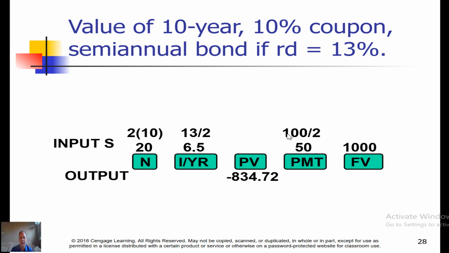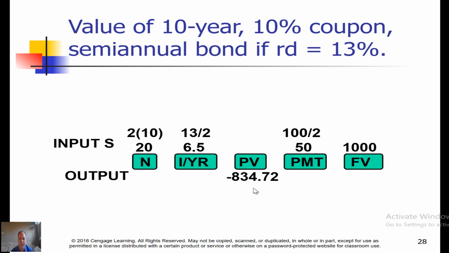Each of the yearly payments is $100, or 10% of 1,000, but that's split into 2 payments, one every 6 months of $50. 1,000 stays the same. Hit compute PV on your calculator, and you get minus 834.72. So your bond is trading at a discount.